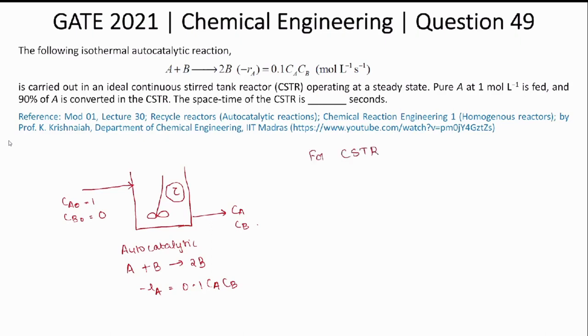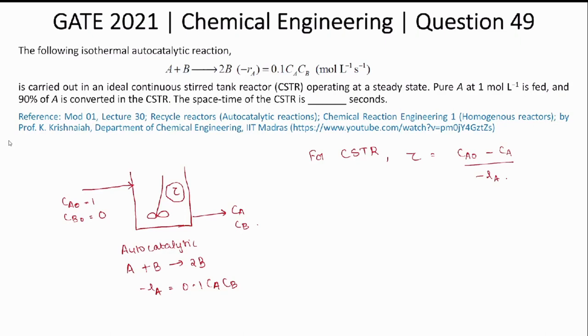So the design equation for CSTR is tau is equal to Ca0 minus Ca by minus Ra. This is what we just learned in the previous slides. So we have Ca0 here. They have given the conversion which is 90%, so we can find Ca as well. And Ca is equal to Ca0 into 1 minus Xa.